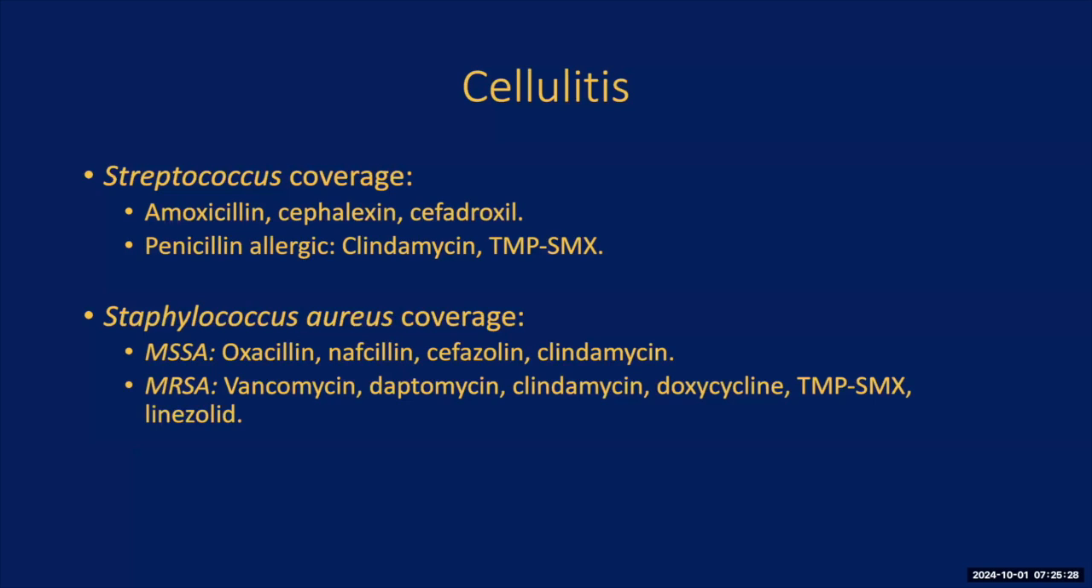And if Staph aureus coverage is sought, then if there is isolation of MSSA, you want to use oxacillin, nafcillin, cephalexin, cefazolin, clindamycin, etc. If there is suspicion for MRSA, then you want to have something with coverage for that. So vancomycin, daptomycin, clindamycin, doxycycline, trimethoprim sulfa, linezolid, these are some of the options that are at your disposal.